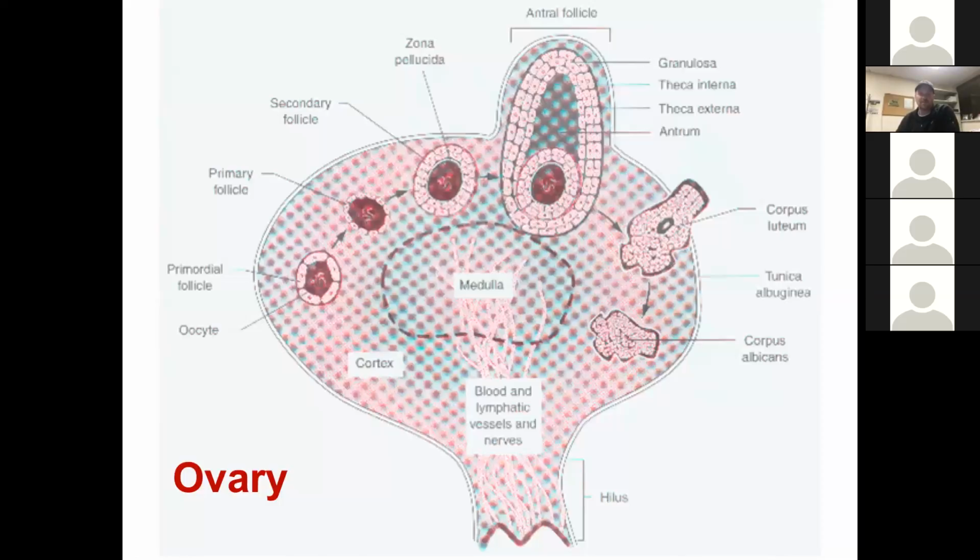So it's going to be progesterone. Okay, so we are going to consider progesterone the hormone that maintains pregnancy. So this CL will start producing progesterone.